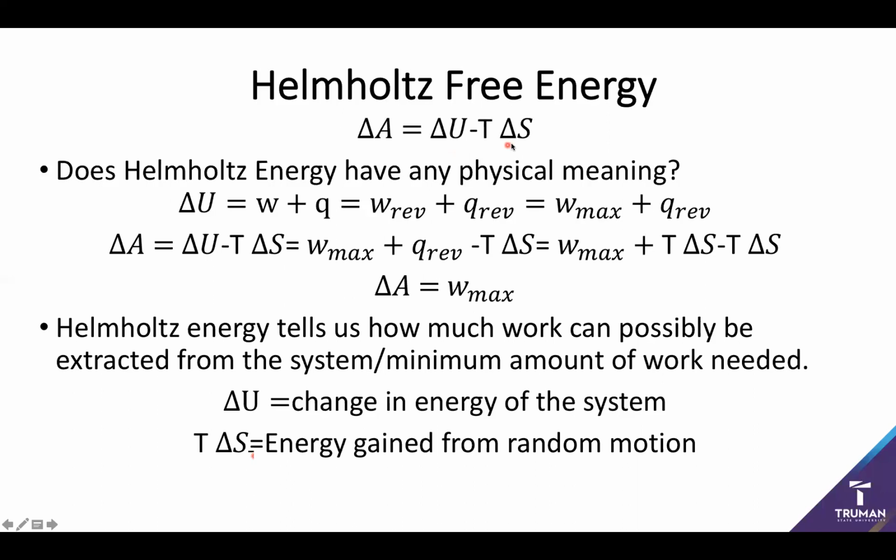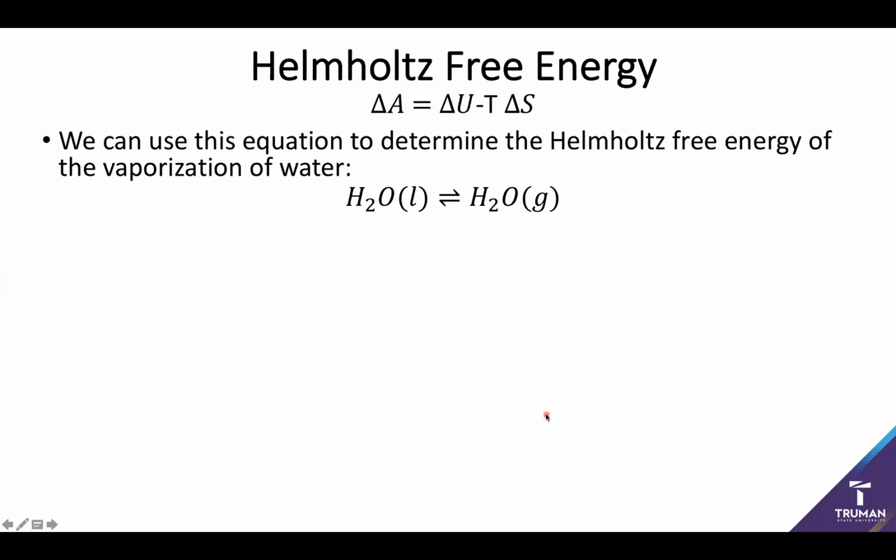So let's say I have a positive delta S. Well, this means I have a positive entropy. So the entropy of my system is increasing, but this gives me a negative value, leading towards a negative Helmholtz free energy. So this means I am increasing the amount of energy in random motion of the system, which again is driving the favorability of the system.